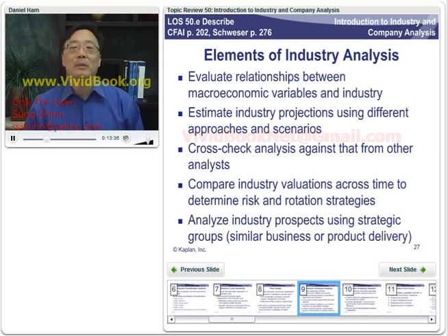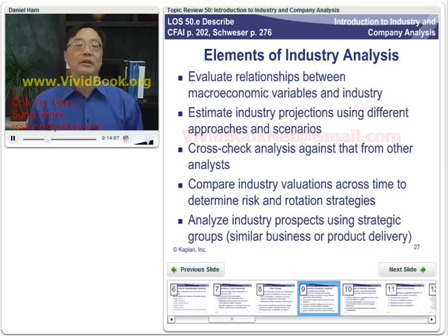Next, we're going to estimate industry projections, because after all, if we're going to value something, what do we do? Project forward. So we're going to look at different approaches and do some stress testing. Then we're going to do a reality check by comparing your analysis against other analysts. Now, there's no problem if it's different, as long as you can figure out why it's different. And you may have some unique insight that could justify your analysis being different from the other analysts.